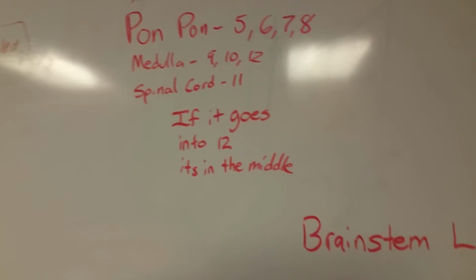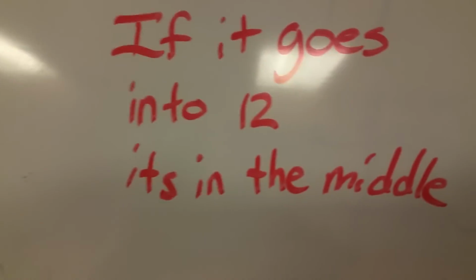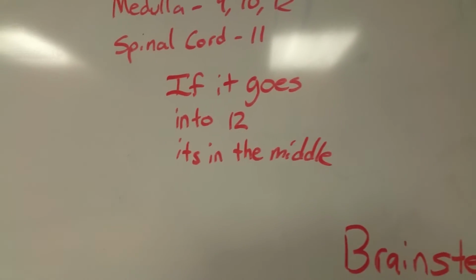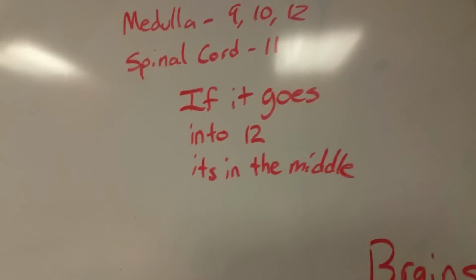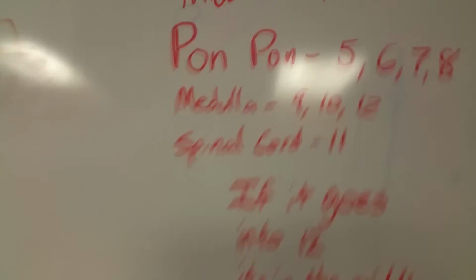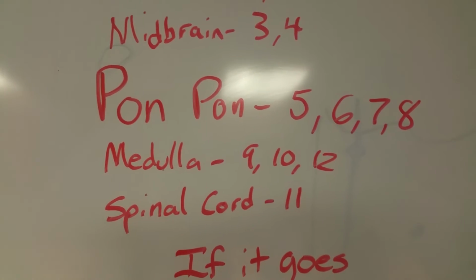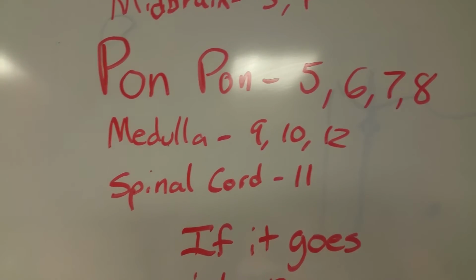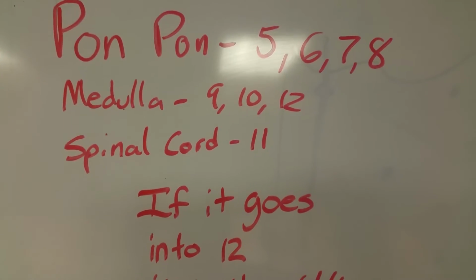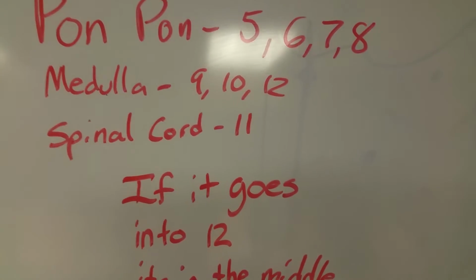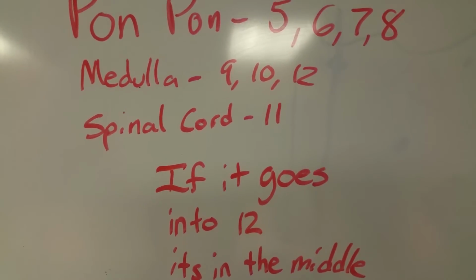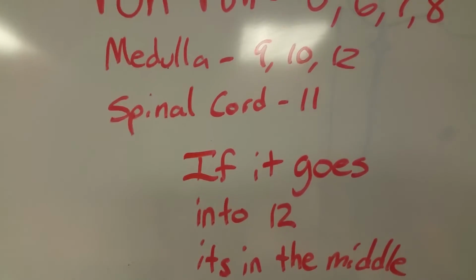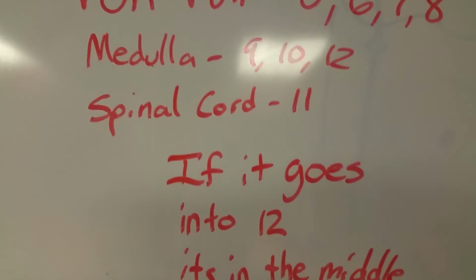Here's the easy part from there. If it divides into 12, it's in the middle. So we're going to ignore 1 and 2 for this because 1 and 2 are up in the front of the brain. They're in the forebrain. They're not in the brainstem, which is the lesions we're talking about. So if we look in the midbrain, 3 and 4. Both of them divide into 12. So both of them are in the middle of the midbrain. In the pons, 5, 6, 7, 8. Out of those, only 6 divides into 12. So it's in the middle. Everything else is lateral. Medulla, 9, 10, and 12. 12 can divide into 12, so it's in the middle.